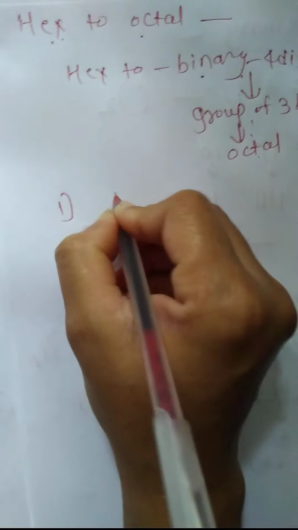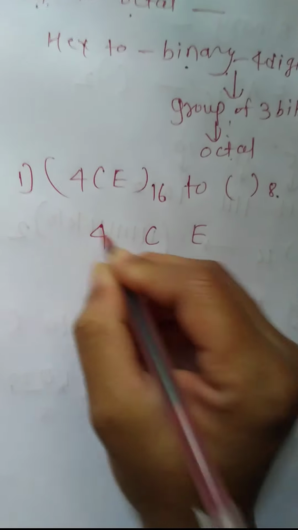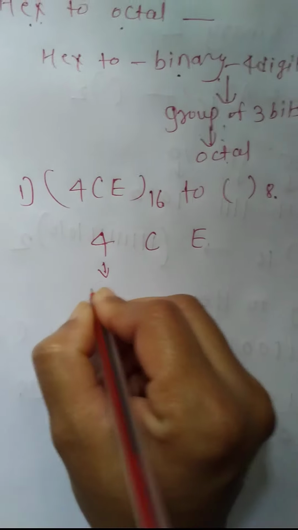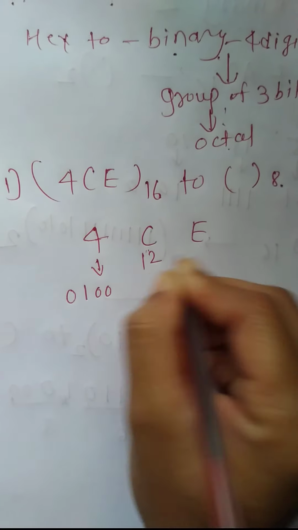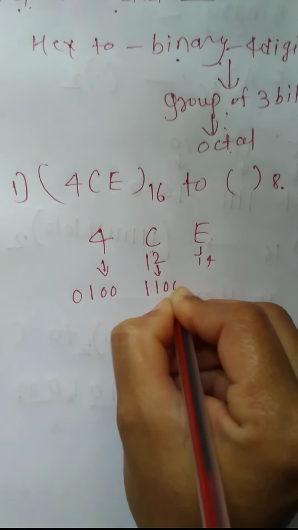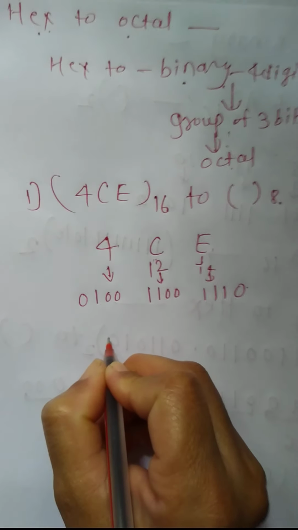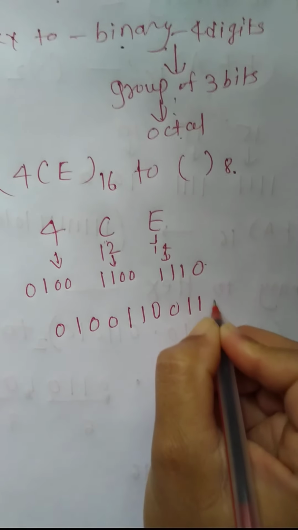That is the first example: 4CE in base 16 to convert into octal. So 4CE is first converted into 4-digit binary. 4 is represented in binary as 0100. C means the number 12 and E is 14. So 12 is represented in binary as 1100 and 14 is represented as 1110. That number is 0100 1100 1110.